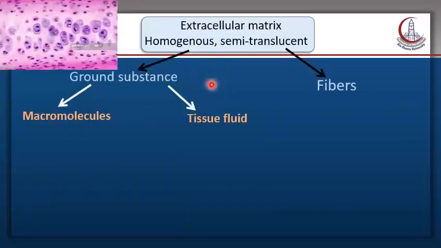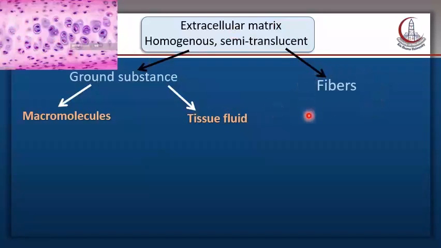Cartilage is a type of connective tissue, so the extracellular matrix will be formed of fibers and ground substance. The ground substance is formed of macromolecules and tissue fluid. The extracellular matrix of hyaline cartilage appears homogeneous and semi-translucent, which gives it a glassy appearance. This is the homogeneous matrix of the cartilage.